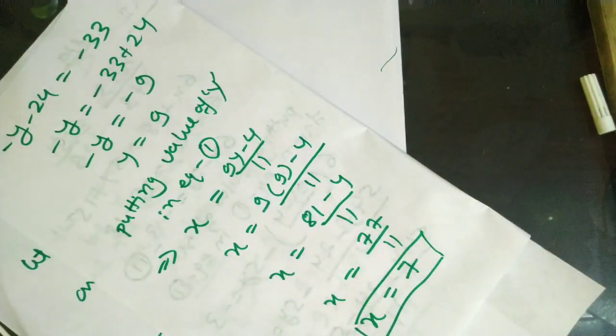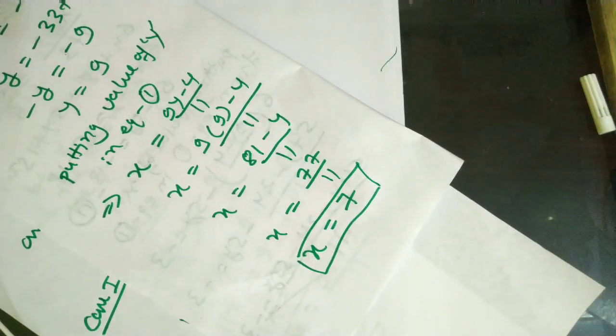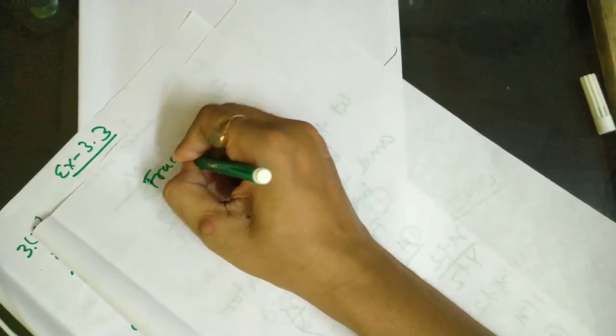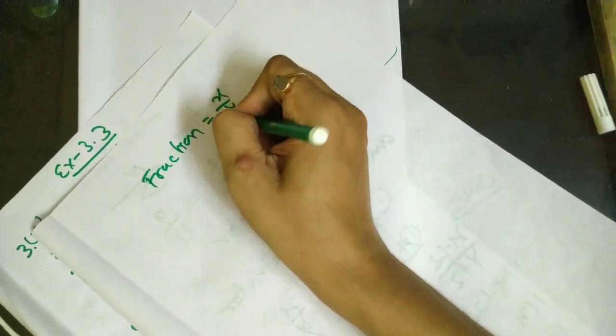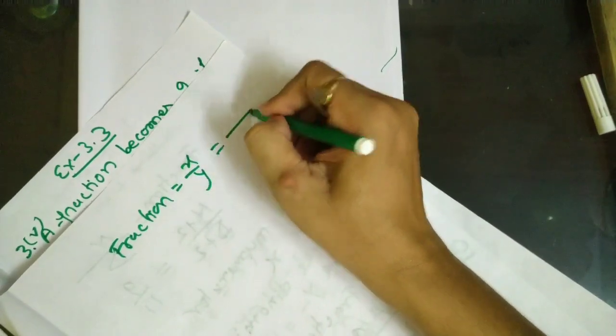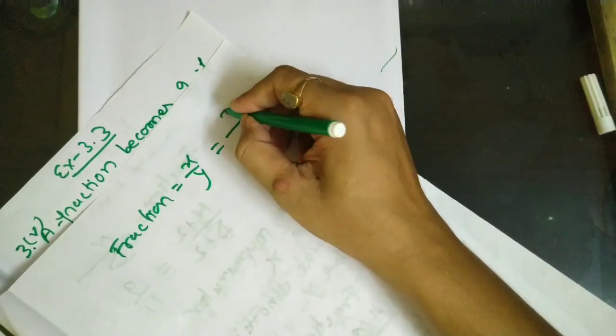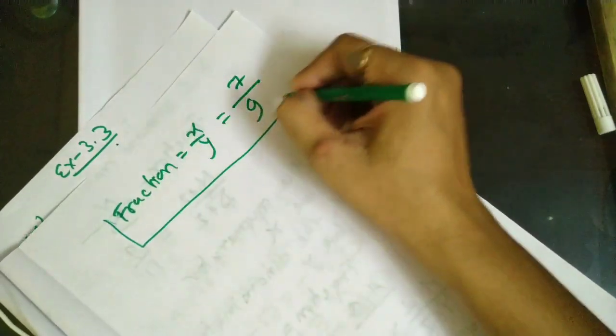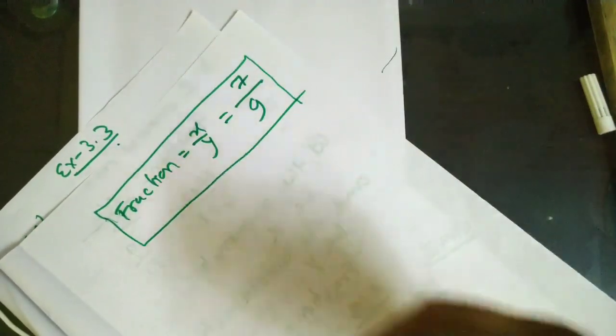Now see, what is x? X is the value of the numerator, and y is the value of the denominator. Means we have got the value of numerator and denominator, so ultimately we have got the value of the fraction. The fraction is x by y. If we put the value of x and y, the fraction is equal to 7 by 9. So here we have got our required fraction.